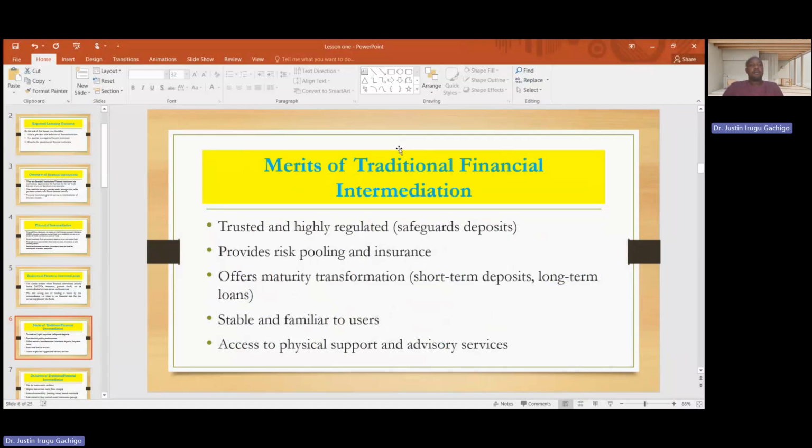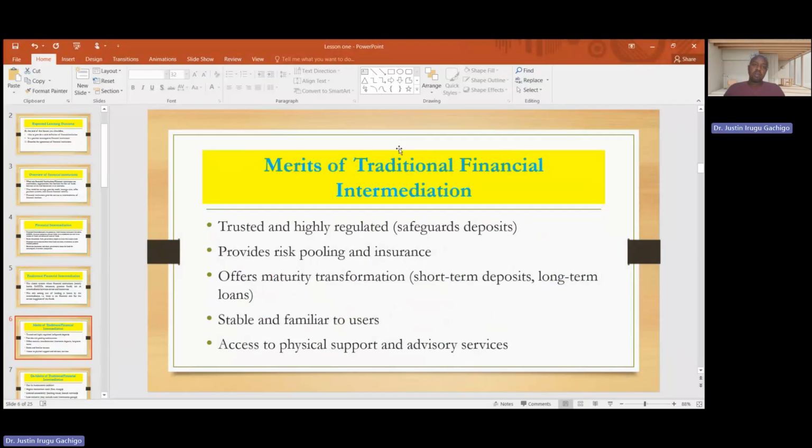The other one is that it is stable and familiar to users. So most of us appreciate the fact that banks are more stable. Equity Bank is very stable. Family Bank is more stable. KCB is stable. Cooperative Bank is stable. Insurance, Britam, stable. Microfinance, like Rafiki Microfinance, Faulu Microfinance. We have circles like Stima Circle. They are more stable as compared to what we are going to look at in a few minutes, what we call the contemporary financial intermediation.